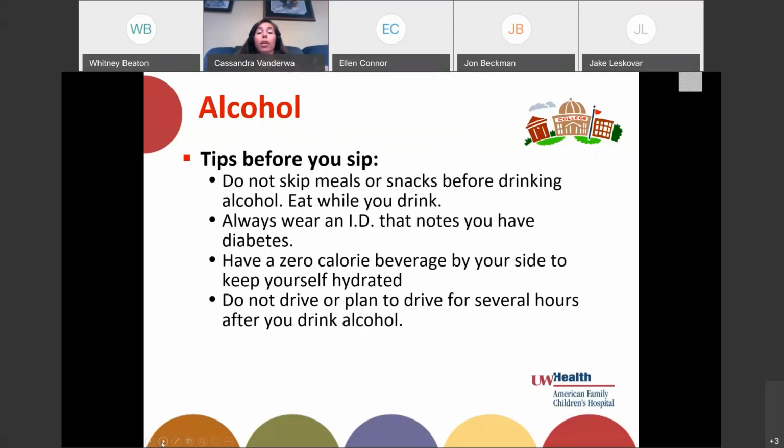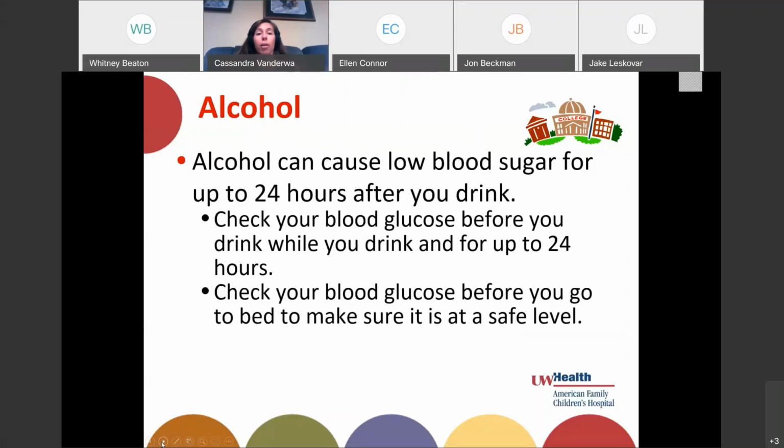And of course, we encourage you not to drive or plan to drive for several hours if you do choose to drink alcohol. And you can be at risk for lows for up to 24 hours after you drink. So making sure that you are closely monitoring your blood sugar during this time and making sure that prior to going to bed that you have a safe blood sugar level.